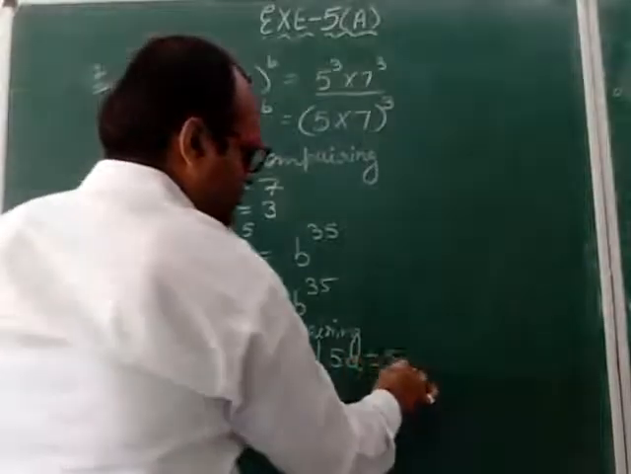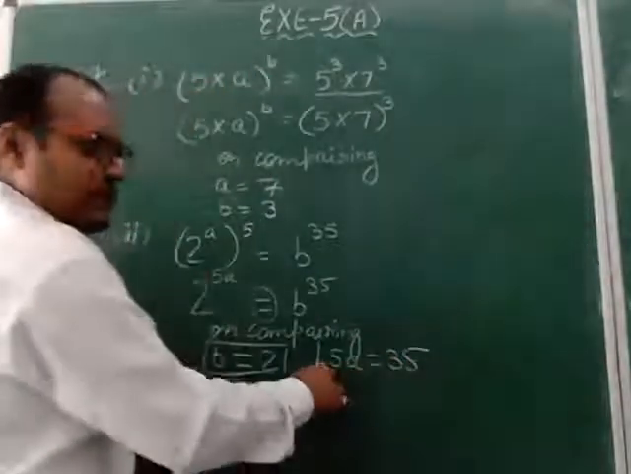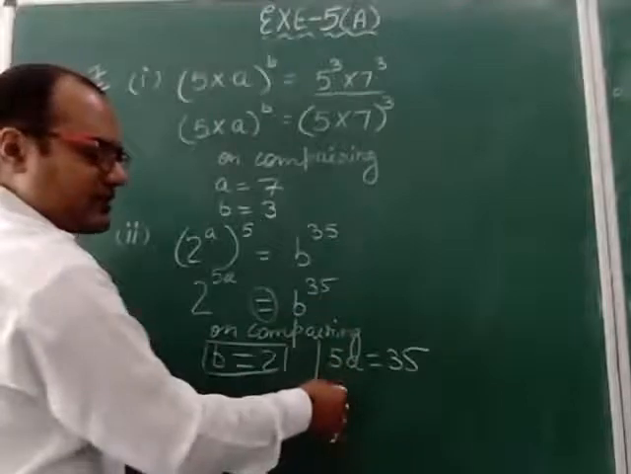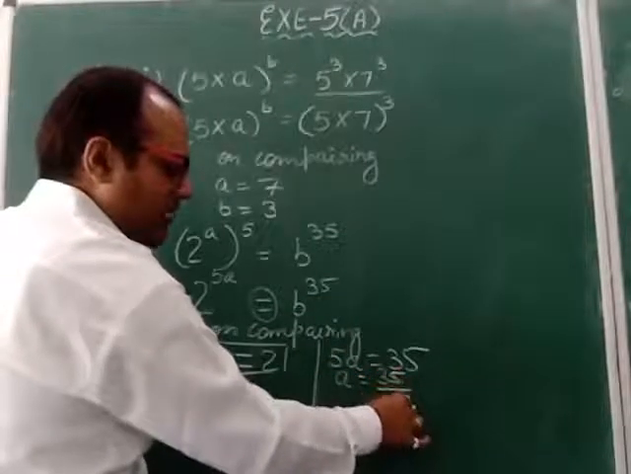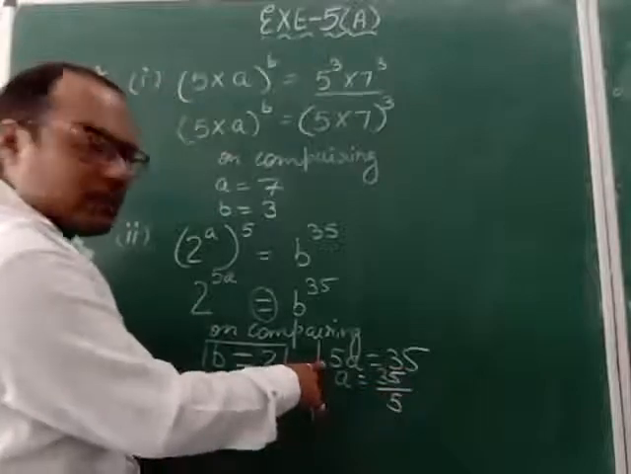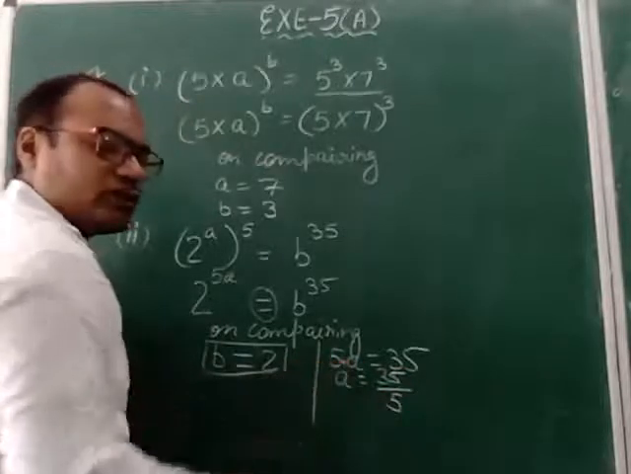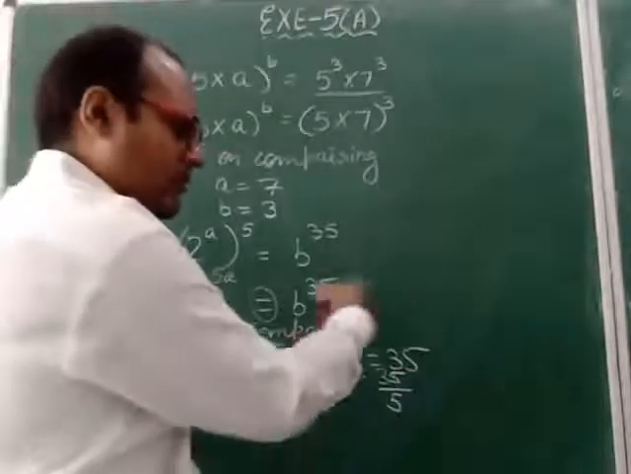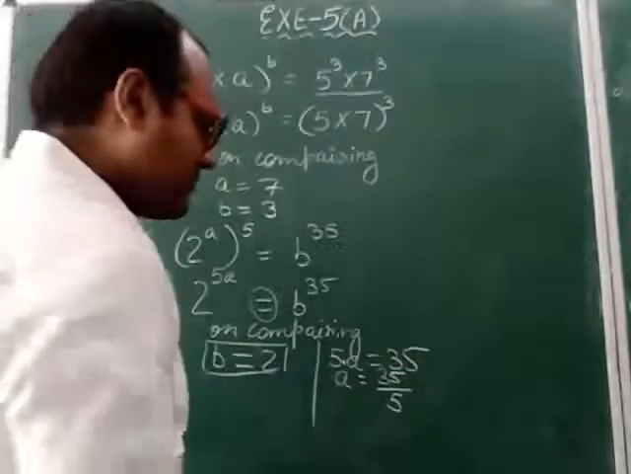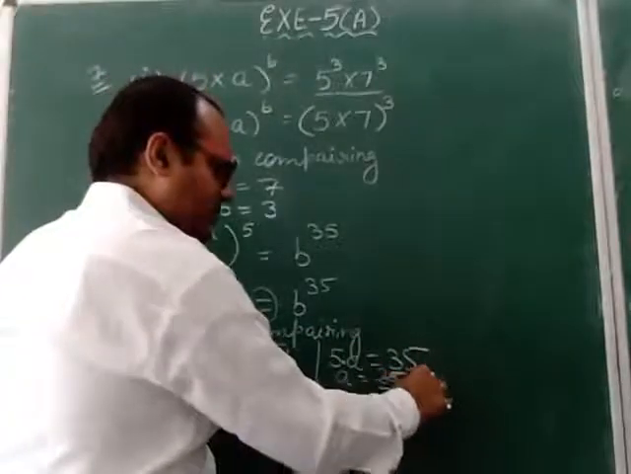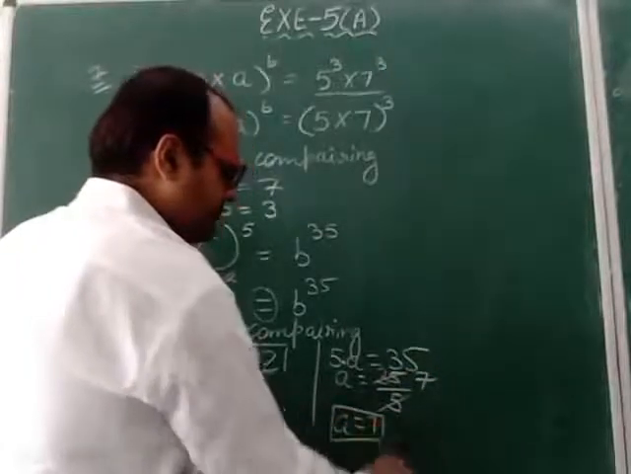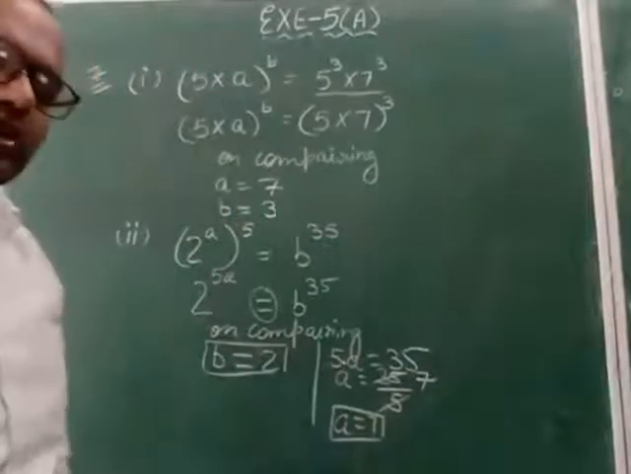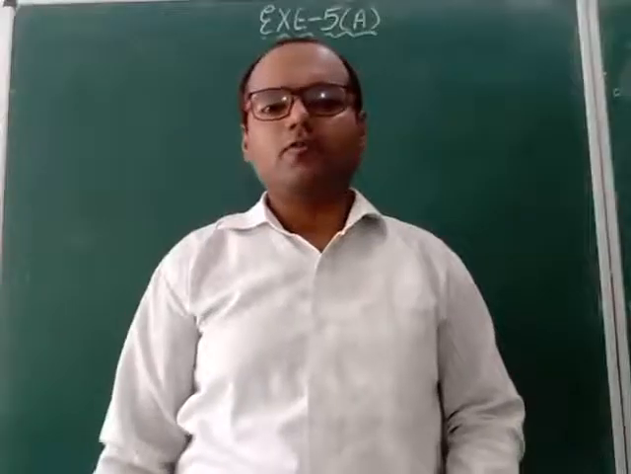5a equal to 35. 5 is in multiply, so we will bring it on the right hand side. So a equal to 35 divided by 5. On the left hand, this 5 is in multiply. No sign is there between these two things, so multiply. When we bring it on the right hand, it will be in divide. 5 sevens are 35. So a answer is 7. So like this you have to do question number 7. Now see question number 8.